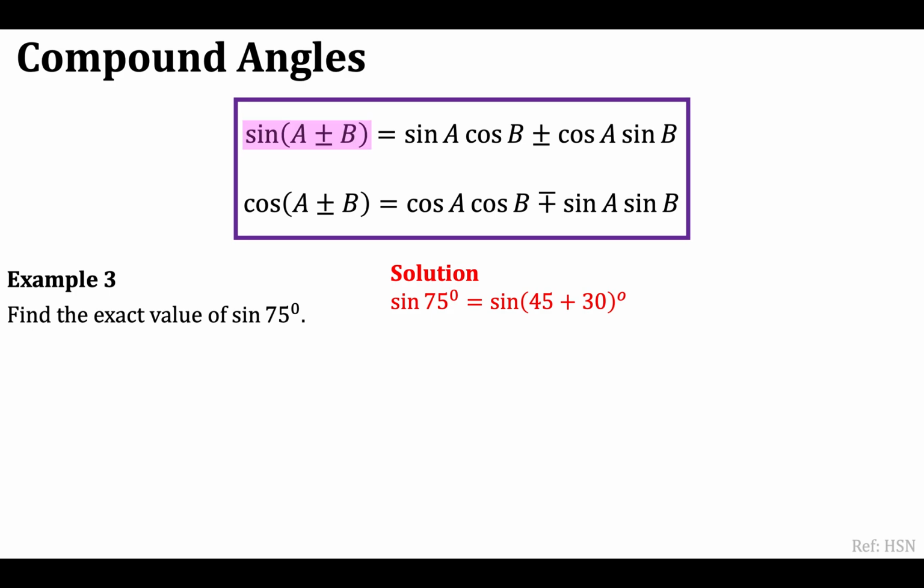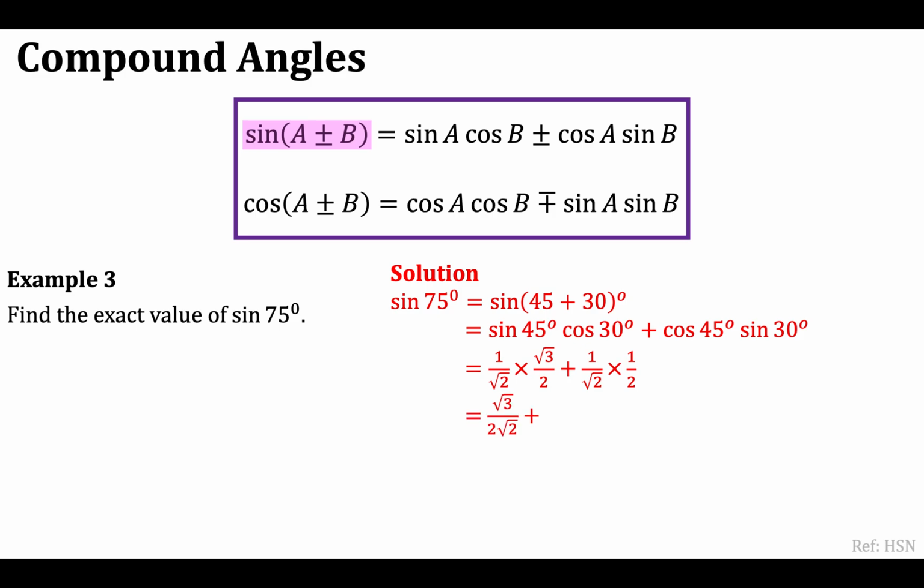So we get sine of 45 cos 30 plus cos 45 sine 30. We can then substitute in our exact values. So sine of 45 is 1 over root 2, multiplied by cos of 30, which is root 3 over 2. We're then adding on cos of 45, which is 1 over root 2, and multiplying by sine 30, which is a half. When we carry out the multiplication here, we get root 3 over 2 root 2, plus 1 over 2 root 2. Expressing this as a single fraction gives us root 3 plus 1 all over 2 root 2.